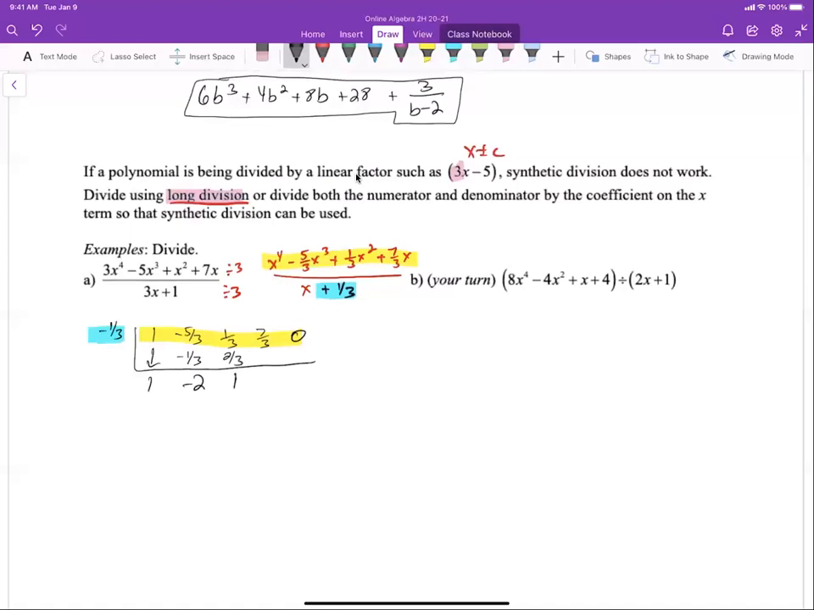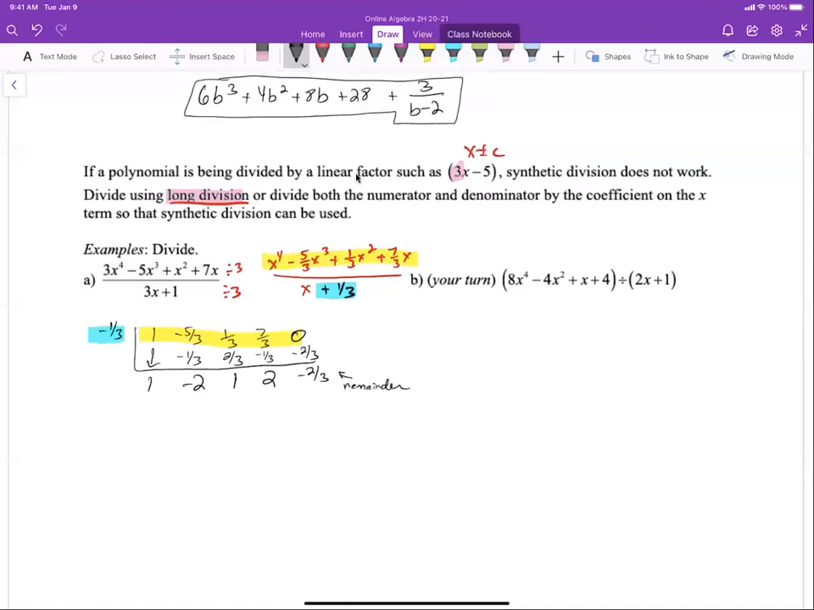Multiply 1 by negative 1/3, get a negative 1/3. Add 7/3 plus a negative 1/3 gives me 6/3. That reduces down to 2. Multiply positive 2 by negative 1/3, I get a negative 2/3. Add 0 plus a negative 2/3 gives me a negative 2/3. This is my remainder.